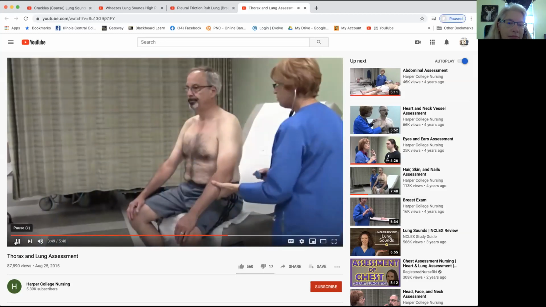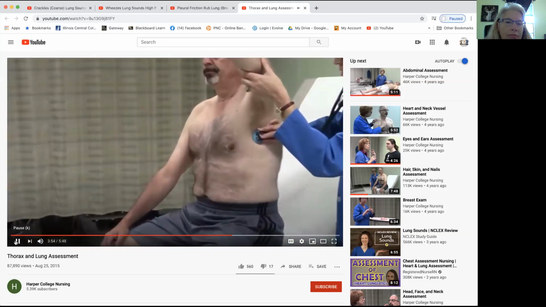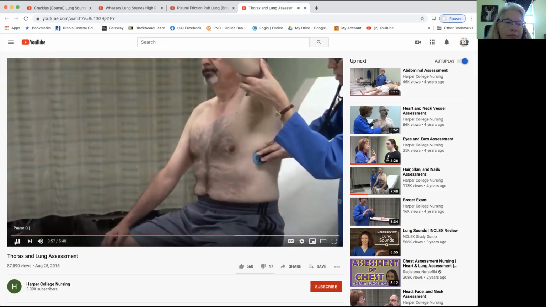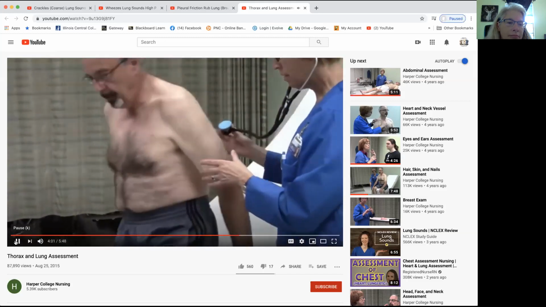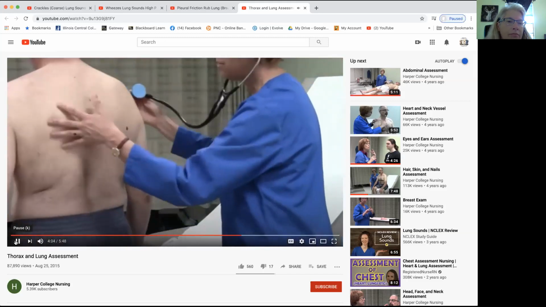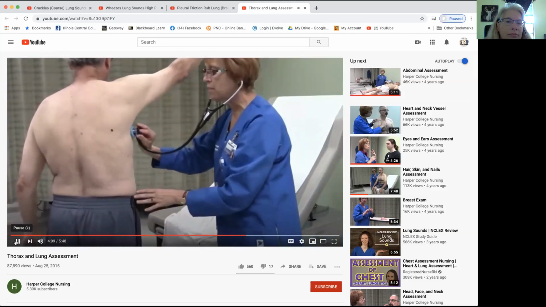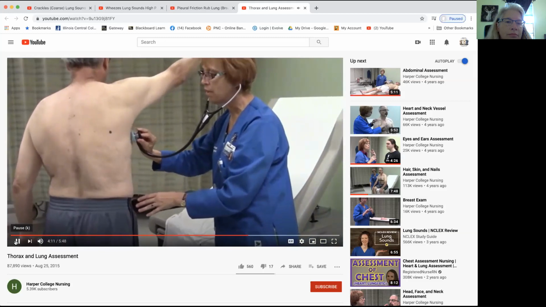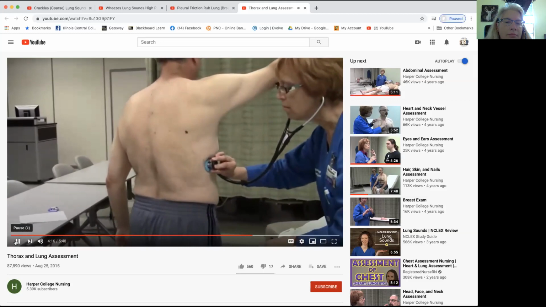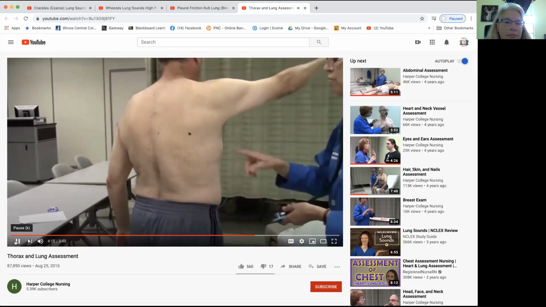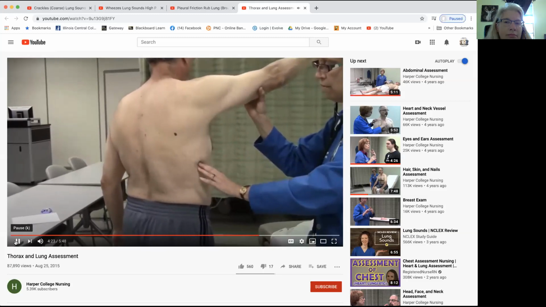So left lateral, can you lift your arm up? Listen in 2 places, big breath. Again. All right, can you stand up for me? Turn this way. Then right laterally, we're going to listen in 3 spots. On the right, there are 3 lobes, so you listen in 3 places: 1, 2, 3, like a triangle.